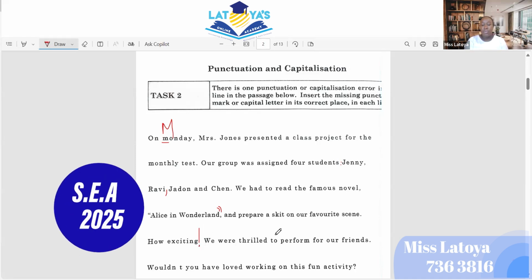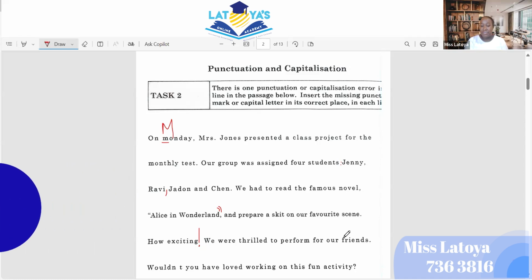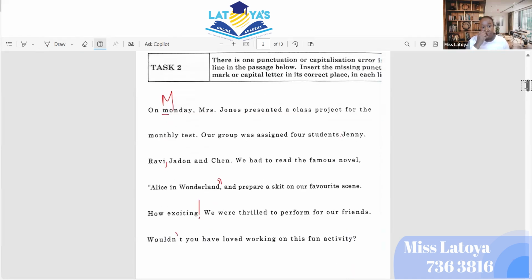We were thrilled to perform for our friends. Wouldn't you have loved working on this fun activity? What is missing is our apostrophe for wouldn't, the contracted form of would not. So these are the punctuation and capitalization errors for this section. This section is worth 6 marks.